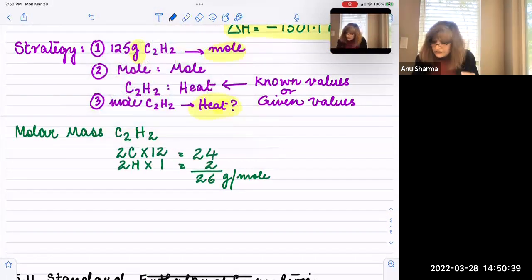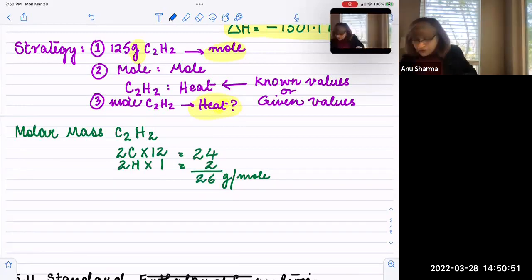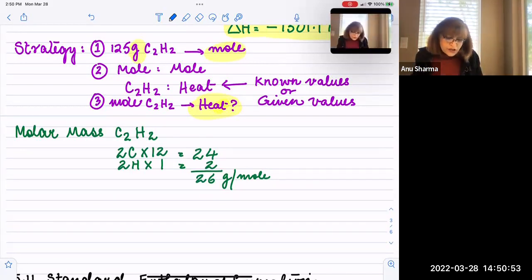Okay, so we have the molar mass of C2H2. 2 moles of carbon times 12, this information you get from the periodic table, and 2 moles of hydrogen times 1, and that gives you a total of 26 grams per mole.